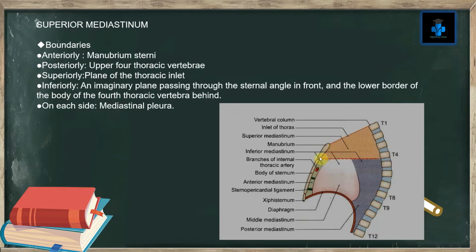And inferiorly, an imaginary plane passing through the sternal angle right here in front, and the lower border of the body of the fourth thoracic vertebra behind. These dotted red lines are the imaginary plane I was talking about. This separates the superior mediastinum from the inferior mediastinum, and on each side we can also appreciate the mediastinal pleura.